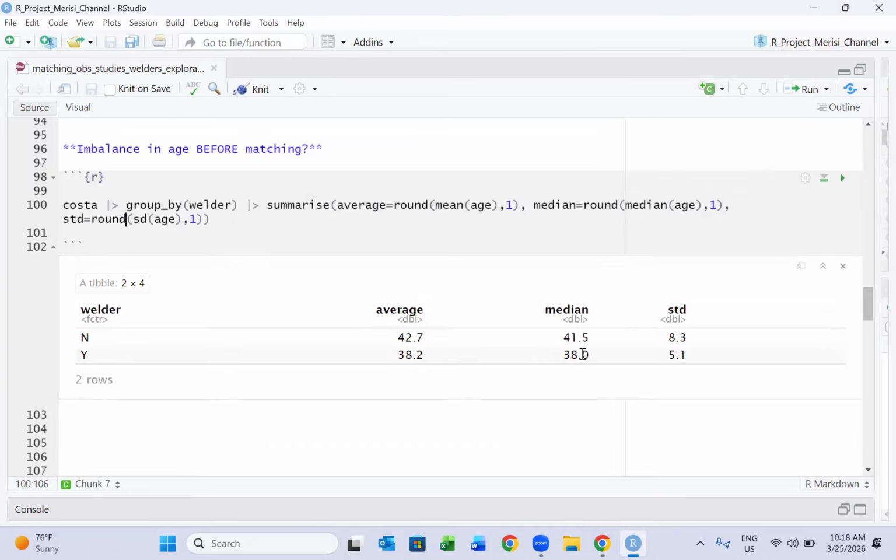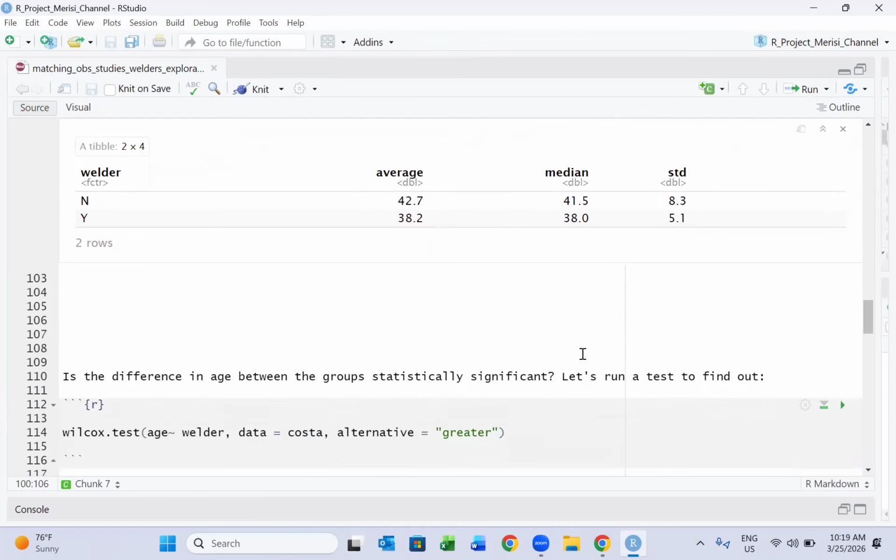So it looks like welders are younger than controls, right? But again, this is kind of exploratory statistics. So is the difference suggested by the exploratory statistics statistically significant? That's what we do next, okay?